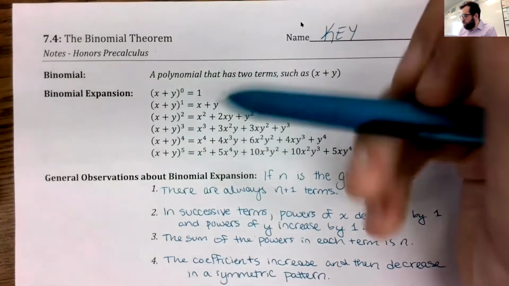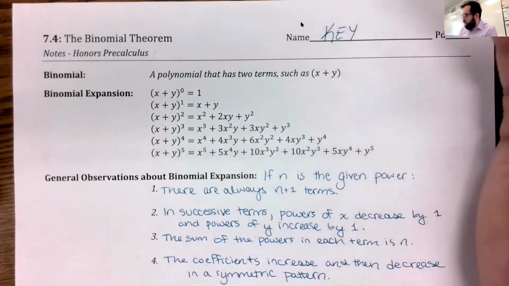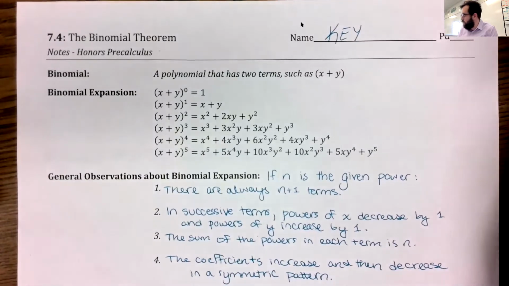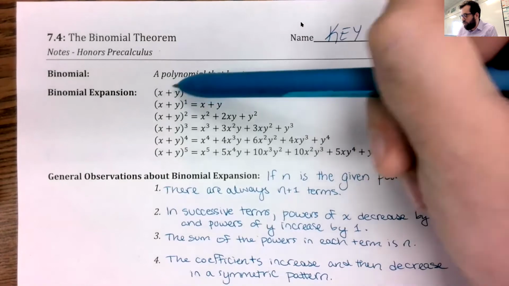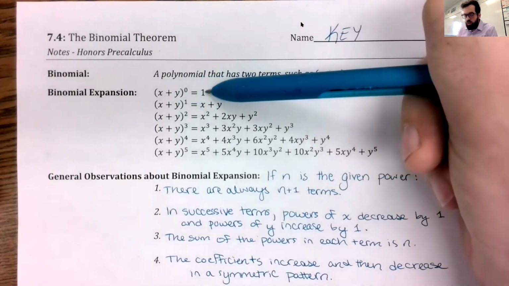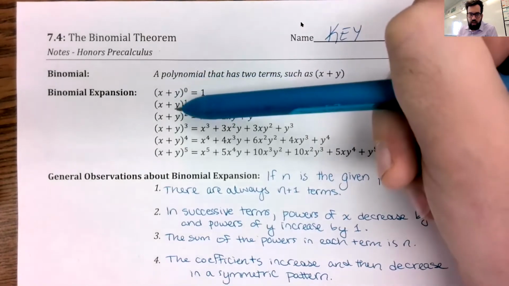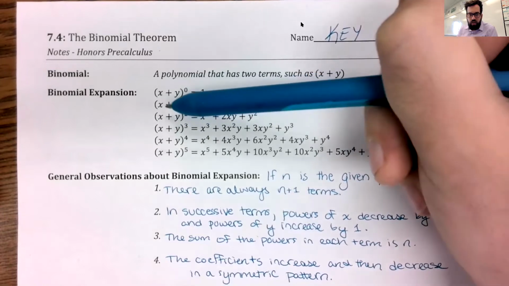And just to prove that the first couple are true, I wanted to write this out. So if you could write this on your notes as well, that would be great. So let's just say we were looking at, the first one just makes sense. If you raise anything to the 0 power, you get 1. So you're just going to get 1 there. For the first power, nothing changes.